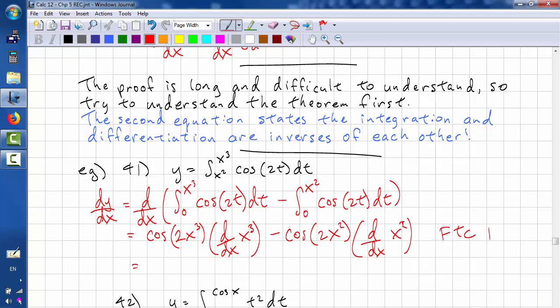And now we can simplify. So we're going to do the derivative and put it out front, because we want the polynomial terms to come before the trig terms. So the derivative of this is 3x squared, and we have cos 2x cubed. Again, take the derivative, put it out front, that's 2x cos 2x squared. And we're done.